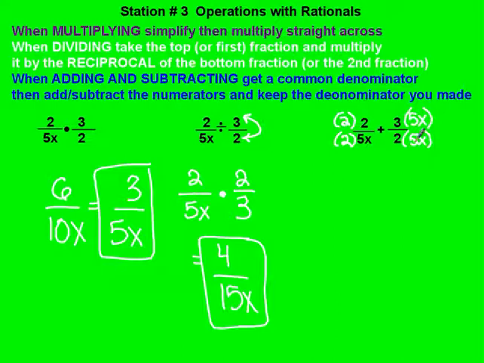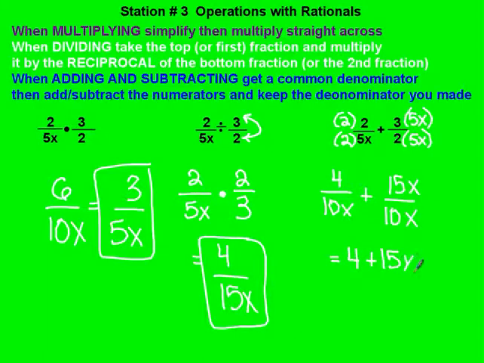So let's see what we've got. 4 over 10x plus 15x over 10x. We have created common denominators, so we're just going to add across the top. Numbers and x's, they're not like terms, so we have to leave it 4 plus 15x, and our 10x that we created we'll write once.